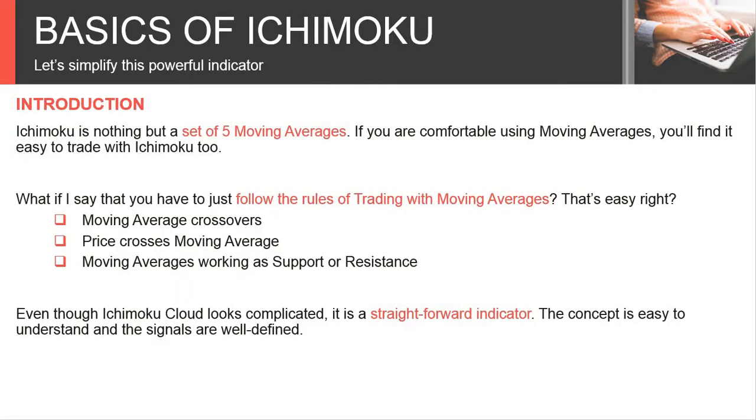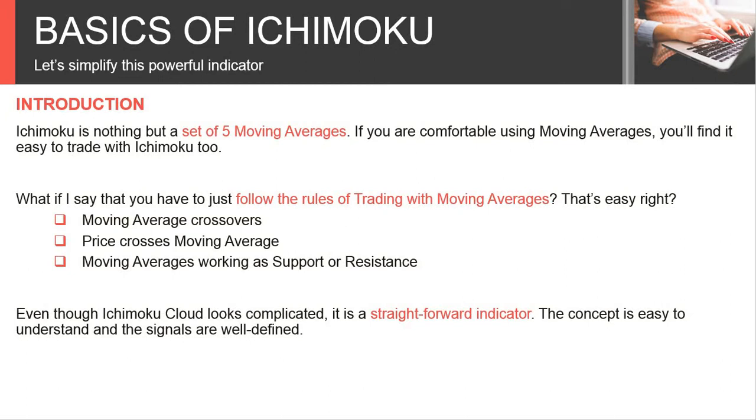So the first thing that we need to do is ensure that our mindset changes from a complicated system to something which is as simple as moving averages. What I'm trying to tell you is that Ichimoku is just a set of 4 or 5 moving averages. We're all very comfortable trading with moving averages. We know the rules of it as well. So trust me, Ichimoku is very simple, very easy to understand.